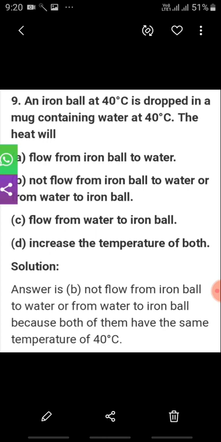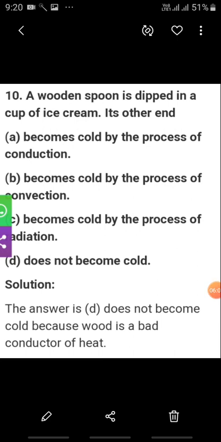Next, come to number 10. A wooden spoon is dipped in a cup of ice cream. Its other end: option A, becomes cold by the process of conduction; option B, by convection; option C, by radiation; option D, does not become cold. The answer is D, does not become cold, because wood is a bad conductor of heat.